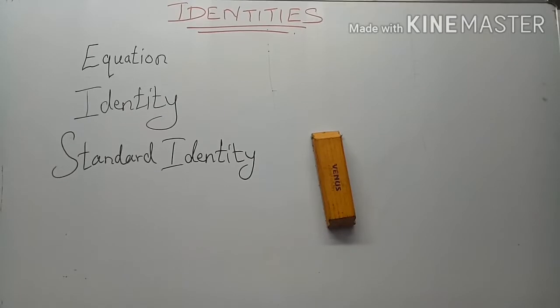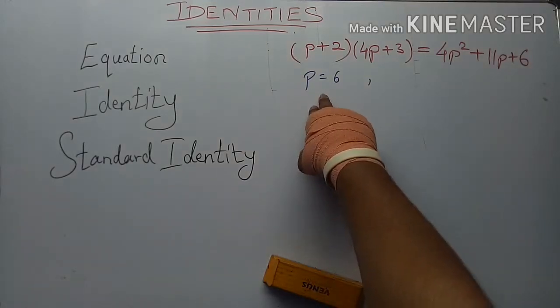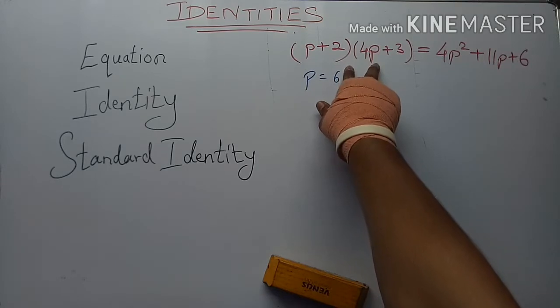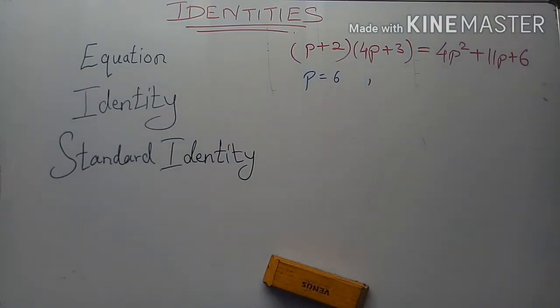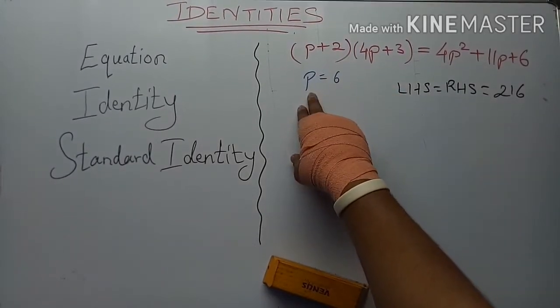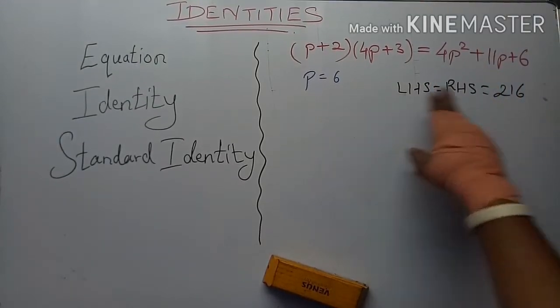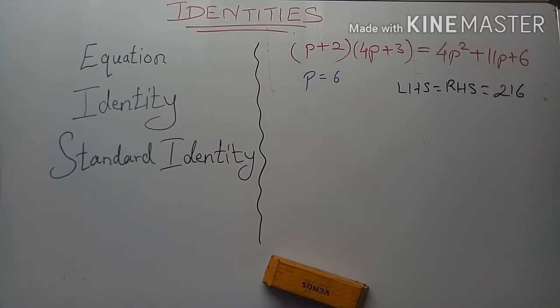Now, what is the difference between an equation and an identity? For this, we'll have to go through the given example. Now consider this example and substitute the value of P as 6 in LHS and find the value of LHS, then find the value of RHS separately. Pause the video and do it on your own. So when you solve this LHS for P equal to 6, you get 216. In the same way, when you solve this RHS for P equals 6, it gives you 216. So LHS is equal to RHS.